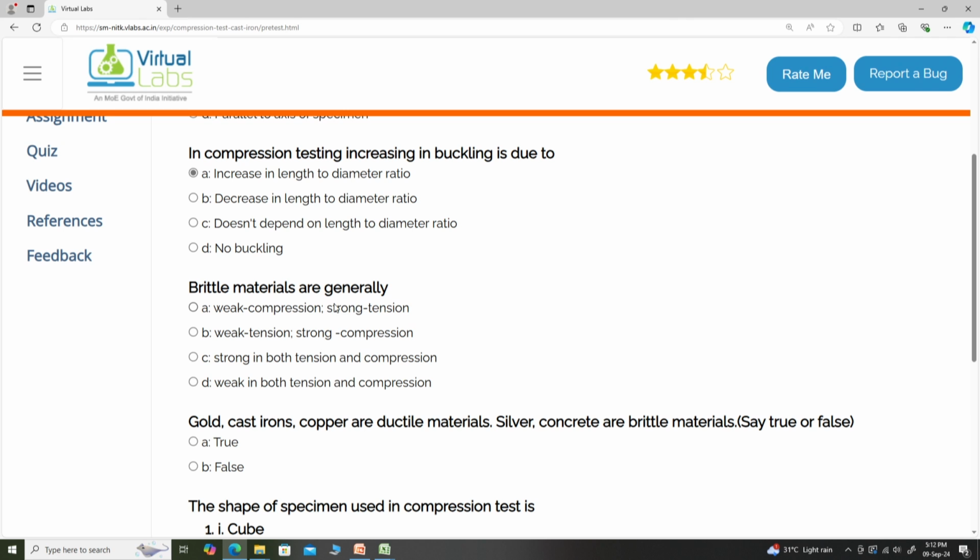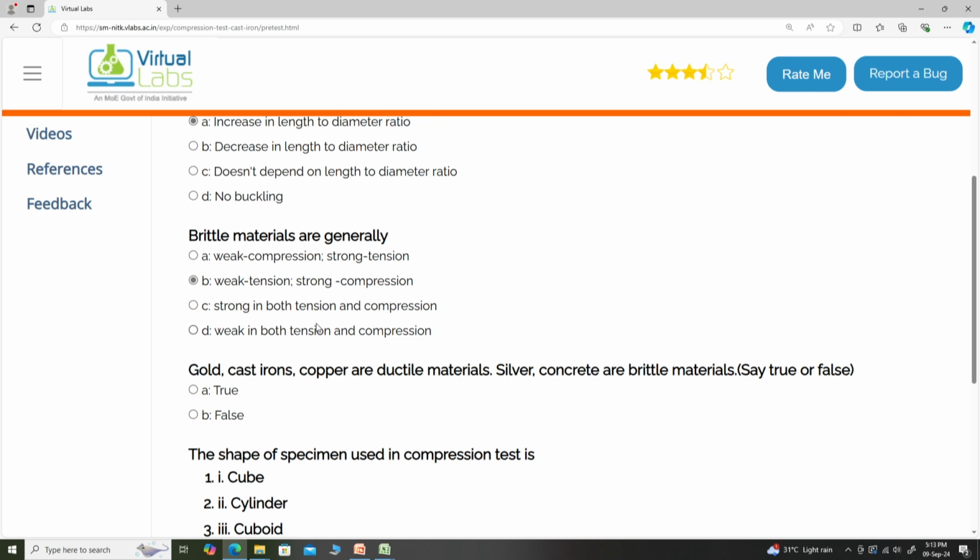Brittle materials are generally weak in compression and strong in tension? No. Weak in tension and strong in compression? Yes. Brittle materials have weak tension and strong compression. Strong in both, or weak in both? No, brittle materials are comparatively weak in tension and strong in compression. Next: gold, cast iron, copper are ductile materials, silver, concrete are brittle materials. I think this is completely false, because we cannot compare them this way. Cast iron is brittle, copper is ductile, similarly silver is ductile, concrete is brittle, so this is false.